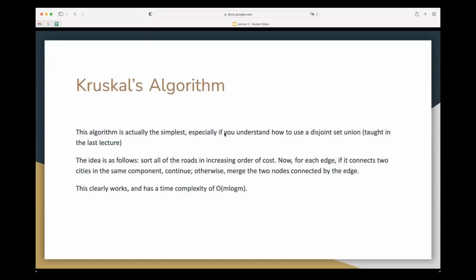So what is Kruskal's algorithm? Well, the idea is essentially to sort all of the roads in increasing order of cost. And now for each edge, if it connects 2 cities within the same component, you don't do anything because that road would be essentially useless. But if it connects 2 cities within a different component, then it's the best way to merge those 2 components, and that means that you want to include that road within your minimum spanning tree.